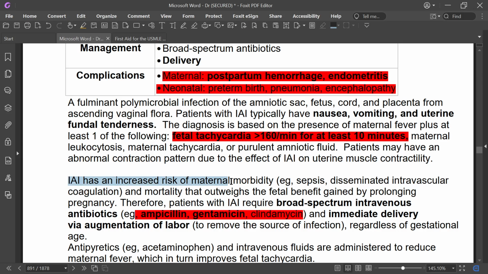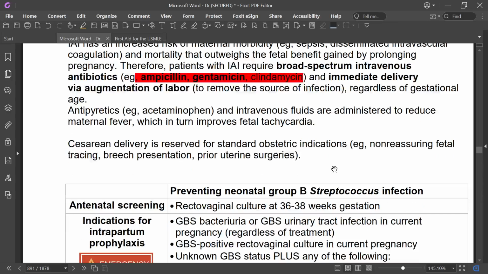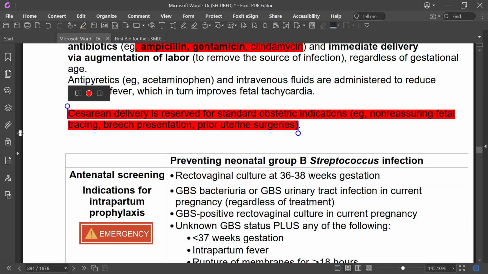Intraamniotic infection increases the risk of maternal morbidity, sepsis, DIC, and mortality, which outweighs the benefit of waiting. Antibiotics, acetaminophen, and IV fluids are administered to reduce the maternal fever, which in turn improves fetal status. Cesarean delivery is reserved for standard obstetric indications: non-reassuring fetal heart tracing, breech presentation, and prior uterine surgery.